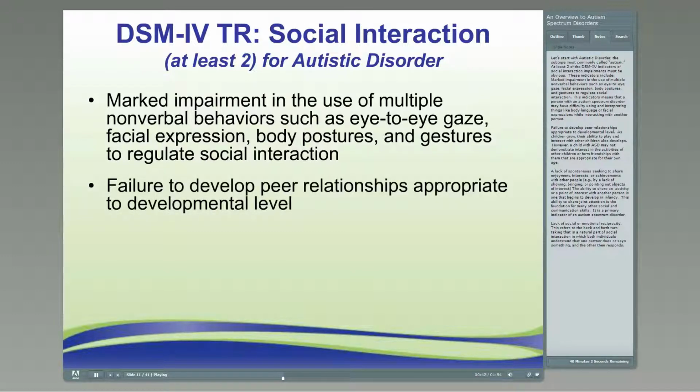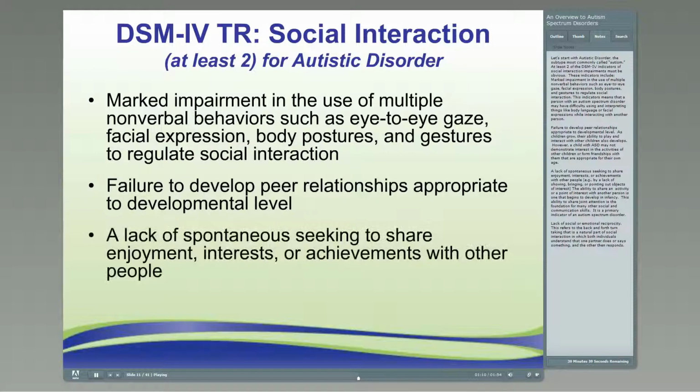Failure to develop peer relationships appropriate to developmental level. As children grow, their ability to play and interact with other children also develops. However, a child with autism spectrum disorder may not demonstrate interest in the activities of other children or form friendships with them that are appropriate for their own age.